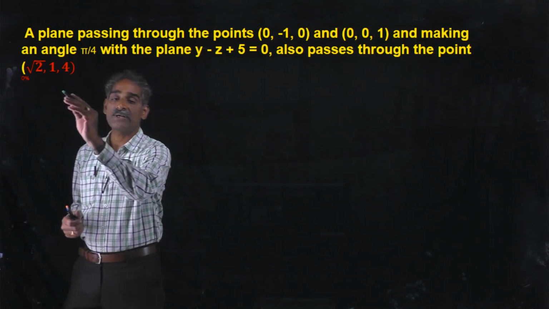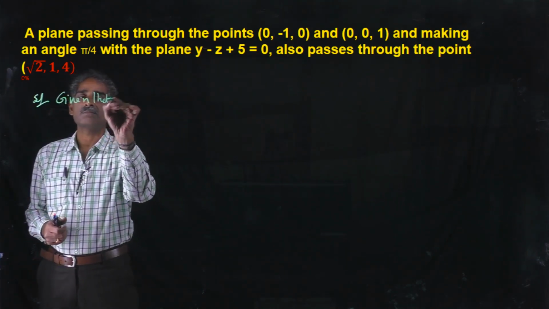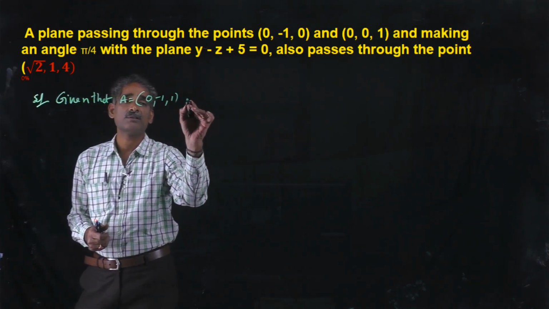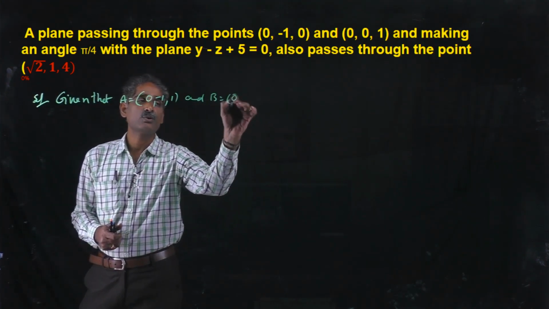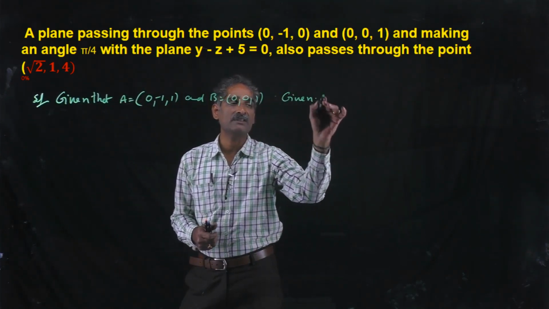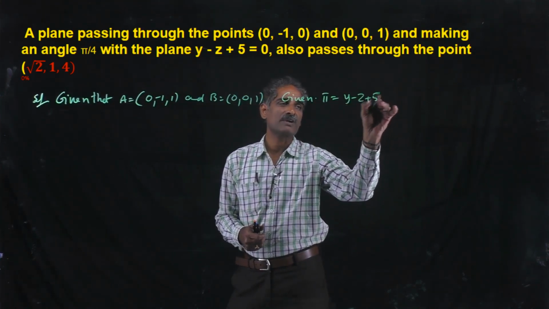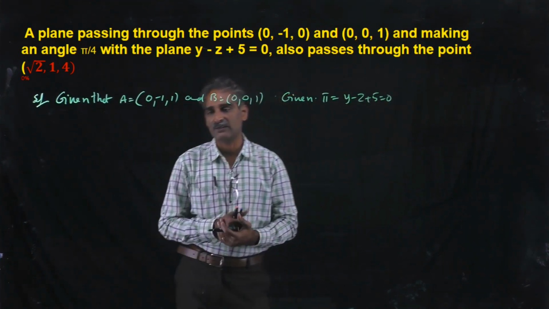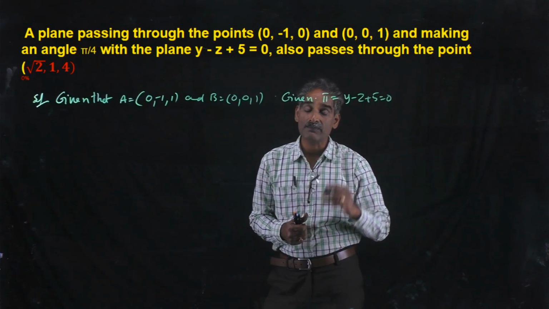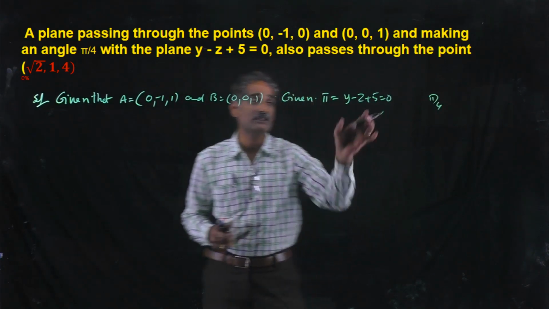So what are the given points? Let us take the first point be A, that is 0, minus 1, 0, and B, 0, 0, 1. And the given plane equation is pi: y minus z plus 5 equal to 0. This is the given data. And the required plane makes an angle pi by 4 with this plane pi. So pi by 4 is the angle made by the required plane with this one.